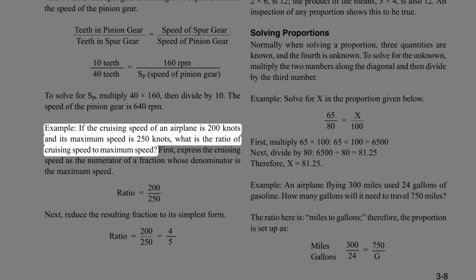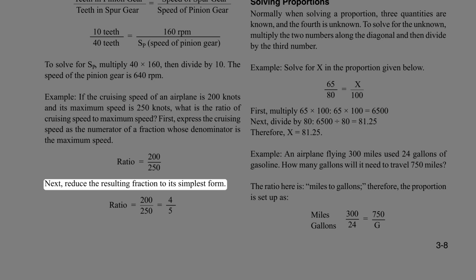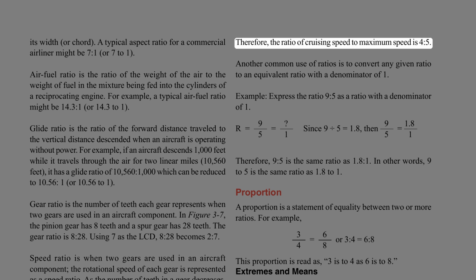Example: if the cruising speed of an airplane is 200 knots and its maximum speed is 250 knots, what is the ratio of cruising speed to maximum speed? First, express the cruising speed as the numerator of a fraction whose denominator is the maximum speed. Next, reduce the resulting fraction to its simplest form. Therefore, the ratio of cruising speed to maximum speed is 4:5.